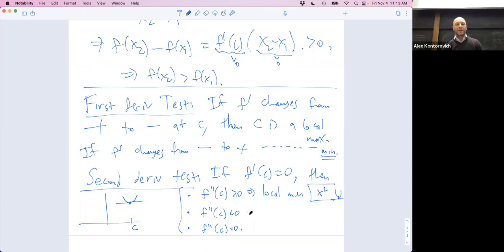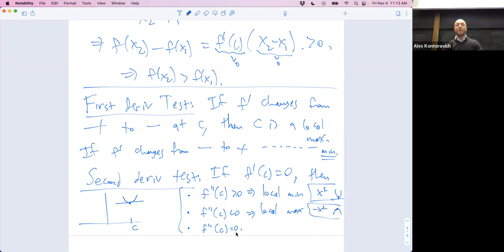What about if it's negative? If the second derivative is negative, that means the first derivative is decreasing. You decrease from positive to negative values if you're going to be passing through 0. So then this must be a local max.